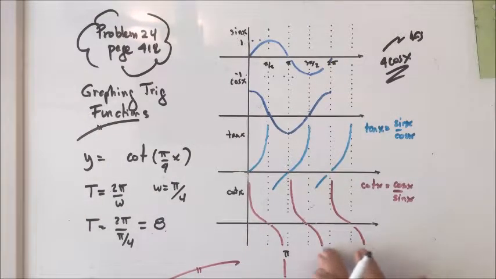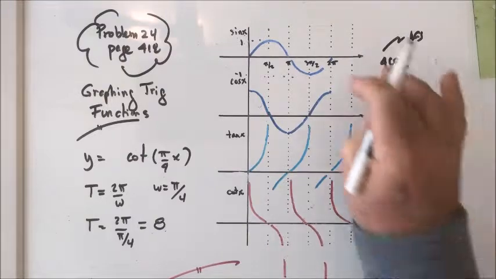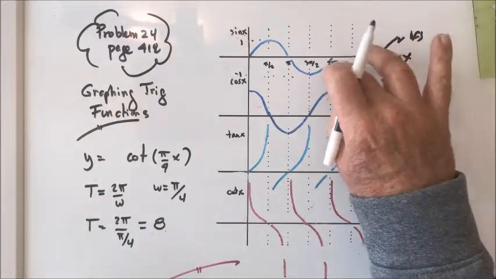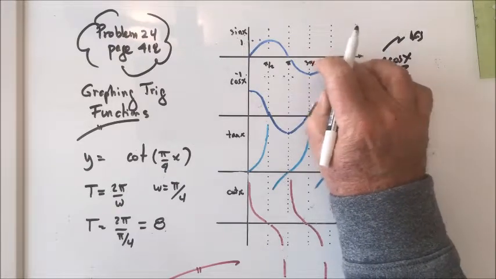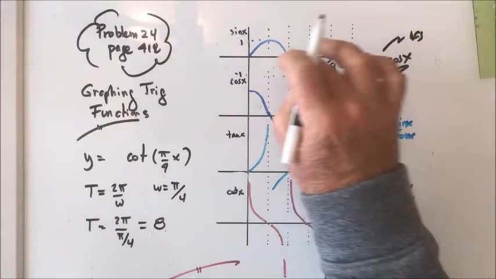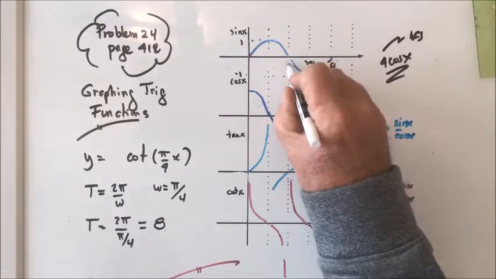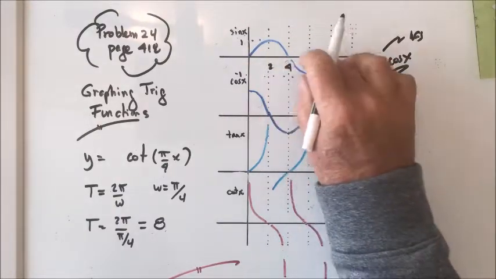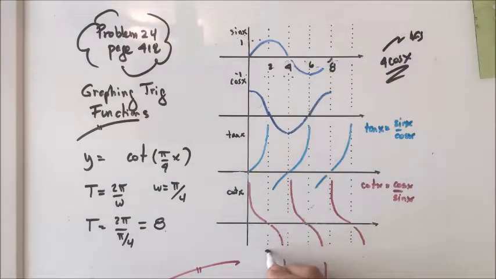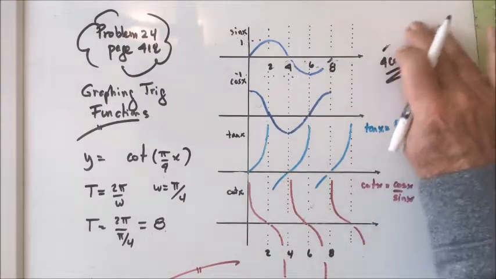So that means that this number here, which was 2 pi in this case, is now 8. It is 1 period of the sine, which makes this number 4, this number 2, this number 6. And let's just put some of these down here: 2, 4, 6, 8.